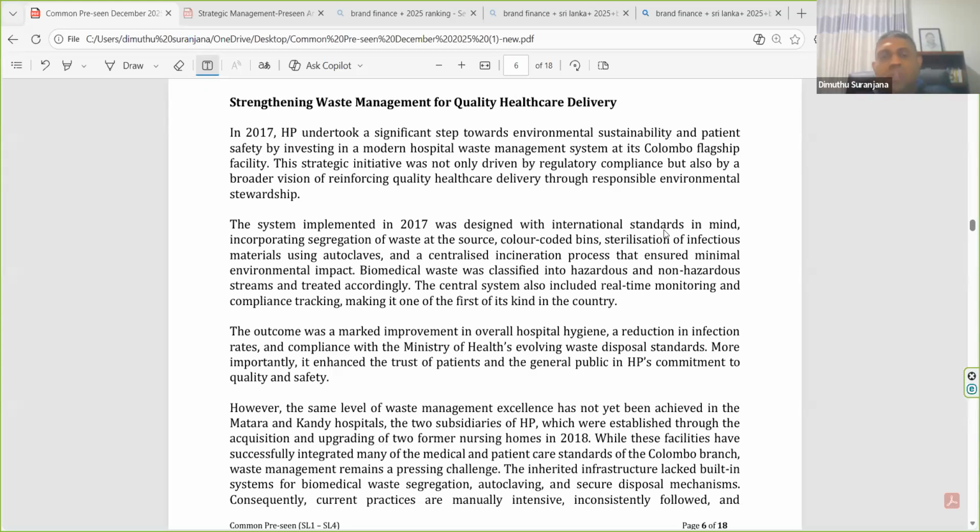The outcome was a marked improvement in overall hospital hygiene and a reduction in infection rates. Very important point. It also ensured compliance with the Ministry of Health's evolving waste disposal standards. More importantly, it built trust among patients and the general public in the hospital's commitment to quality and safety. So general public trust was increased.